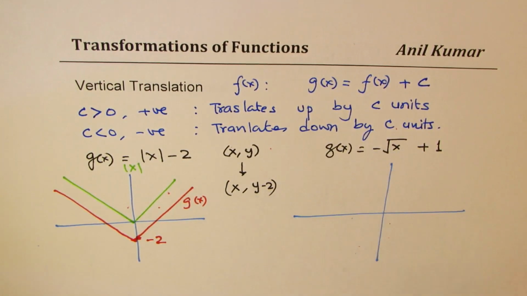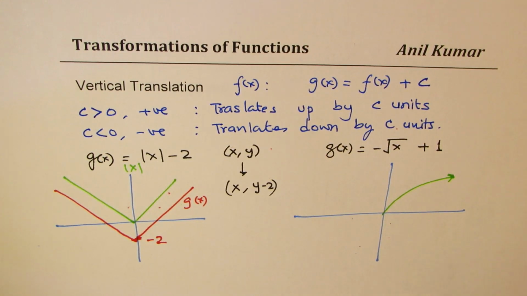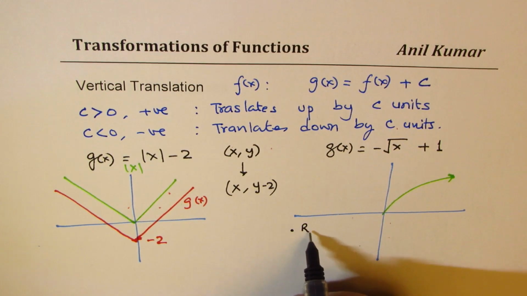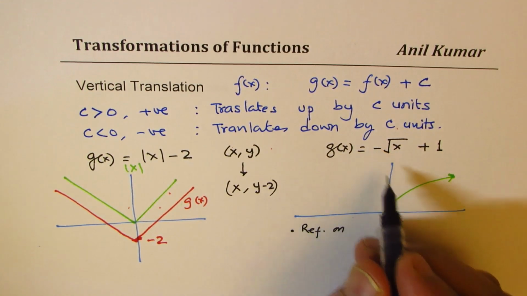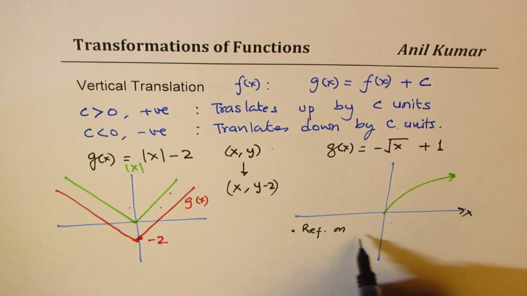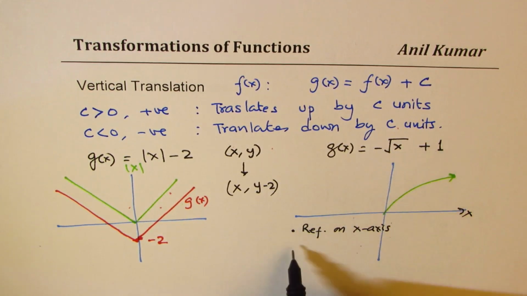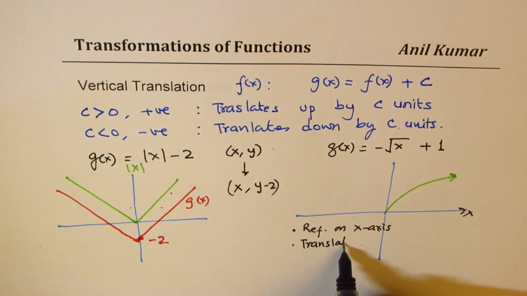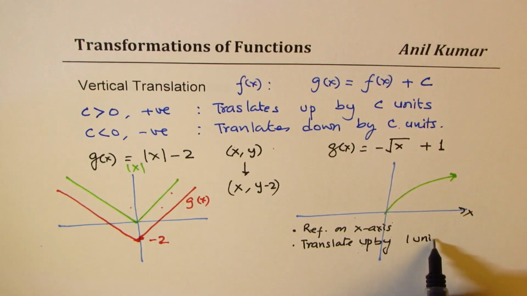Now can you sketch this function? Here we have two combinations. One, let's say we have a square root function. First is this negative, which means reflection, now this outside negative means on x-axis. Is it okay? And now we have plus 1, which means translate up by 1 unit. Is it okay?